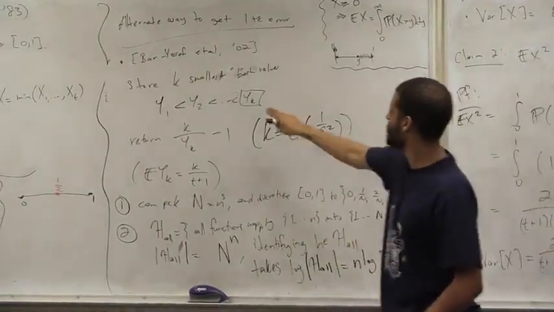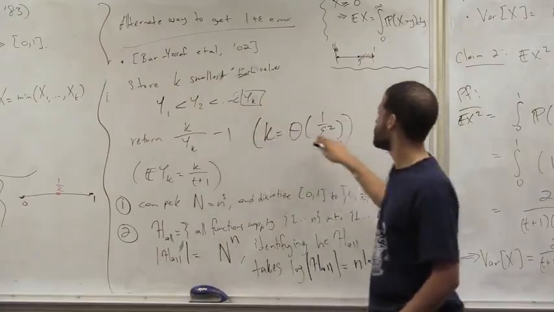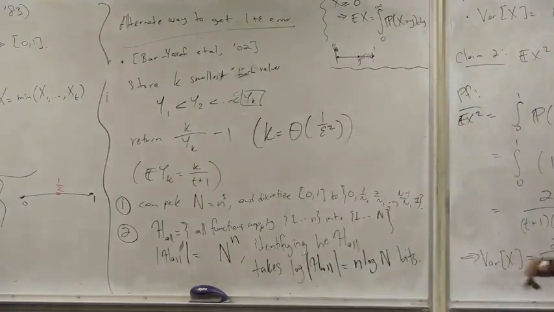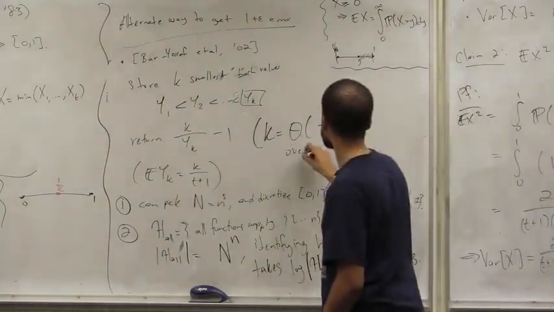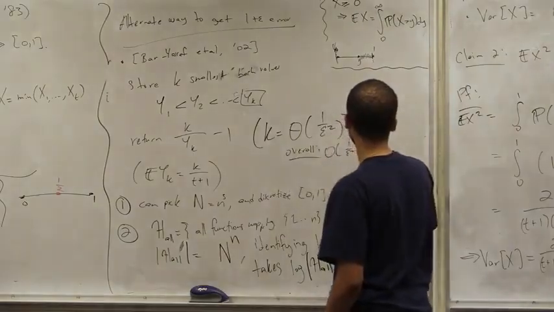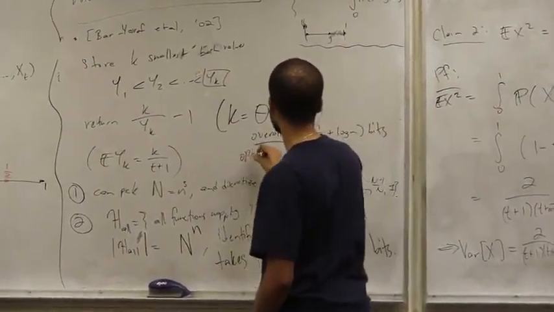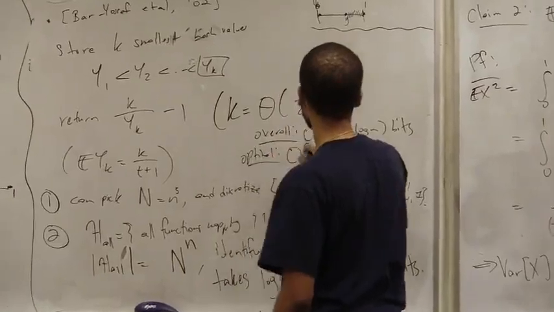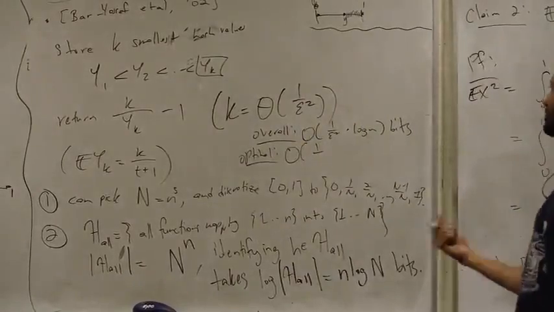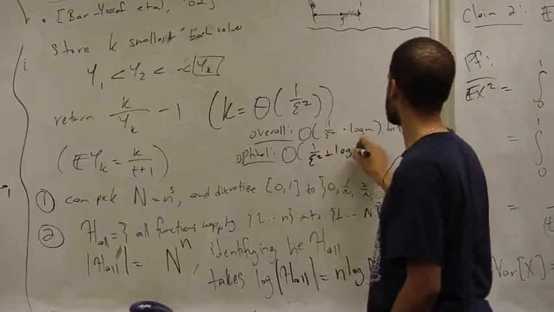So you need to store these k numbers. Each one takes log n bits. Overall, your memory is 1 over epsilon squared times log n bits. I should mention that the optimal bound turns out to be 1 over epsilon squared plus log n bits. Because you have 1 over epsilon squared numbers, each one takes log n bits, so 1 over epsilon squared times log n bits. It's actually possible to achieve plus log n bits.